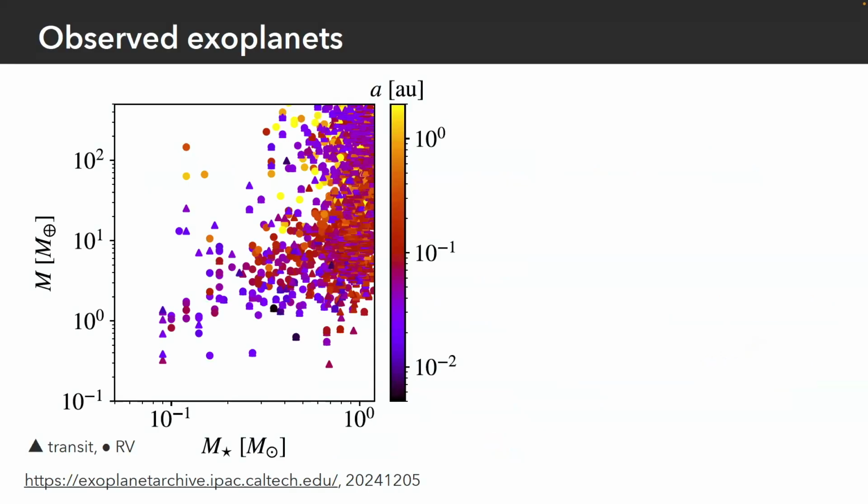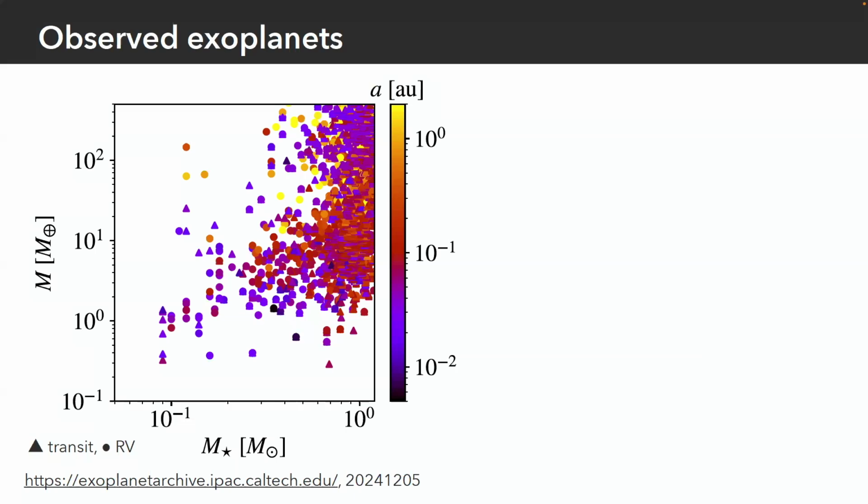So this is the population of observed exoplanets. I only picked up transiting planets and RV planets, so there are actually no microlensing planets. These planets are located in the inner orbit, most of them inside 1 AU.